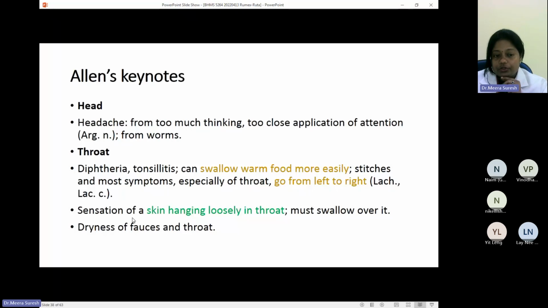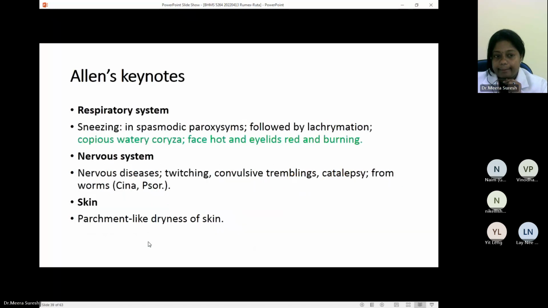So another symptom of the throat region of Sabadilla is a sensation of skin hanging loosely in the throat, and they should always swallow it. Such a sensation is there. In case of Natrum mur and Silicea, we have a sensation of a hair lying on the tongue region. That is in case of Silicea and Natrum mur. But in Sabadilla, it is as if some skin is hanging from the throat region, because they have a lot of illusions and they continuously swallow it. There is dryness of fauces and the throat region.